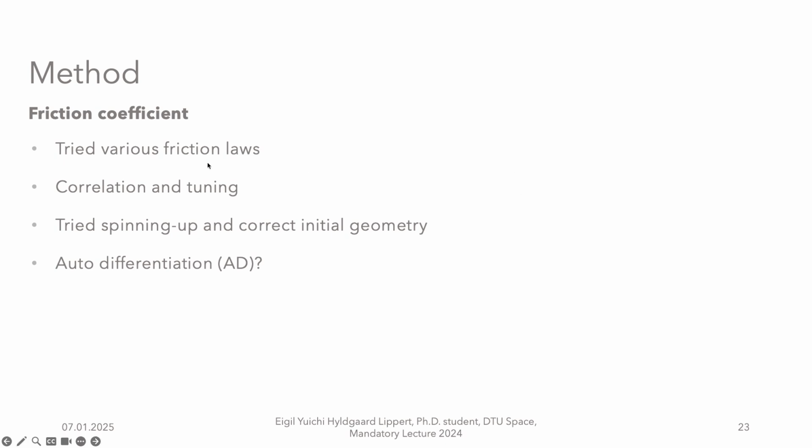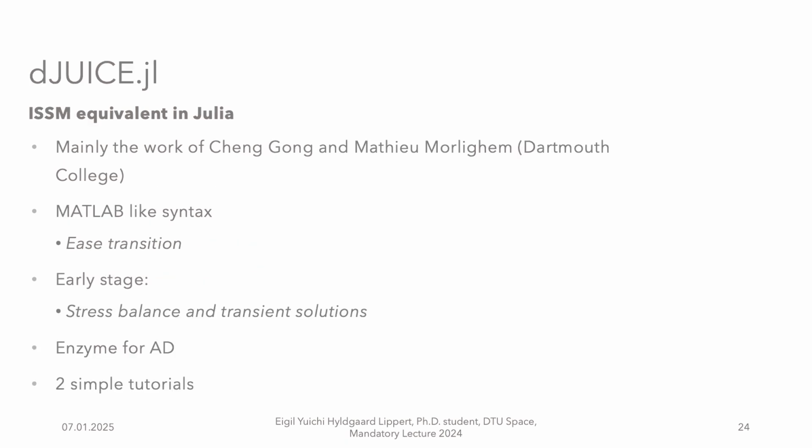So I just wanted to mention that I tried various different friction laws, and the one I ended up using was the only one that worked. It involved a lot of tuning, and I also tried these spinning up methods and trying to correct the initial geometry and stuff. I tried a lot of stuff to make it work. So now we'll go to the Julia part.